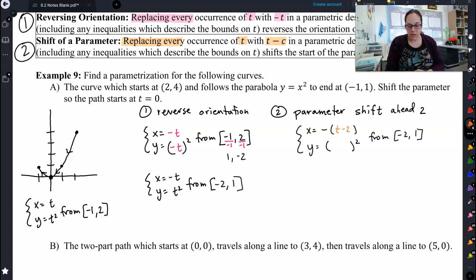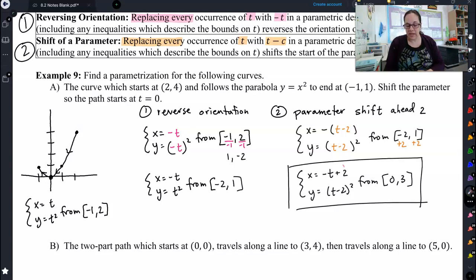So replace all of these with a t minus 2, and that's going to shift my time ahead 2. I know those signs are kind of opposite, they're a little wonky. So this is going to give me -t plus 2 and t minus 2 squared from 0 to 3.